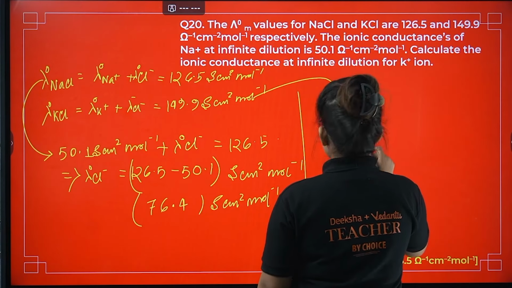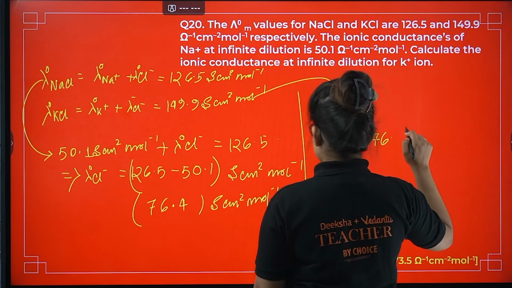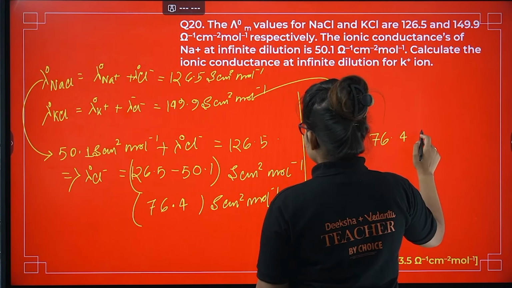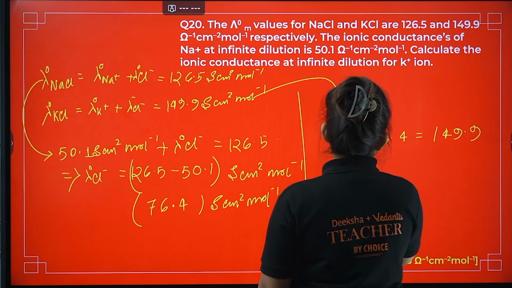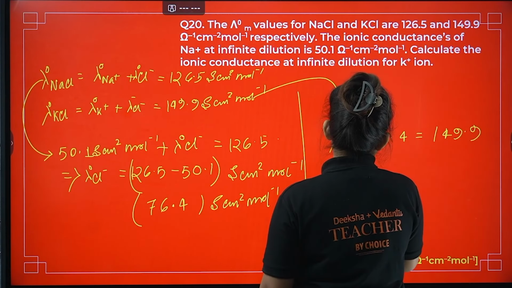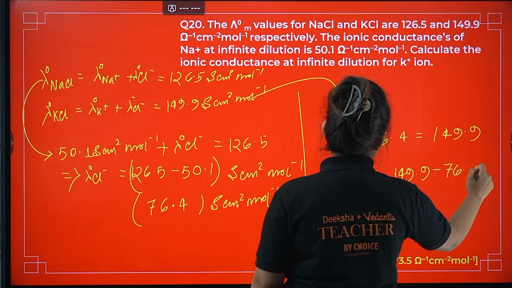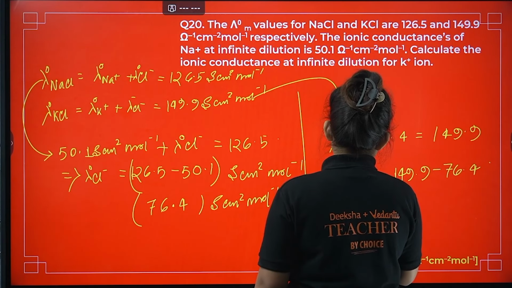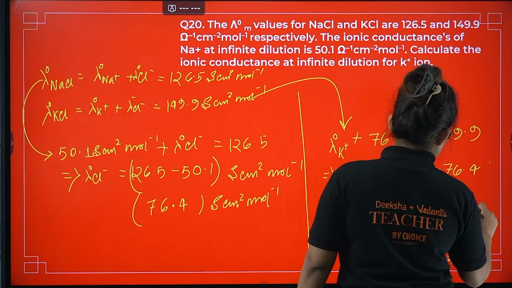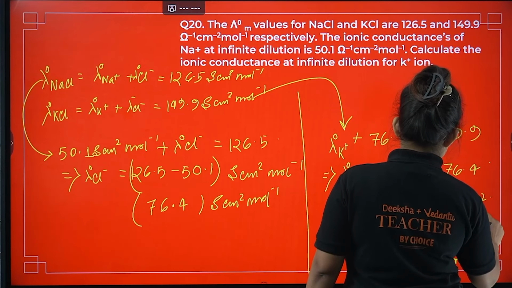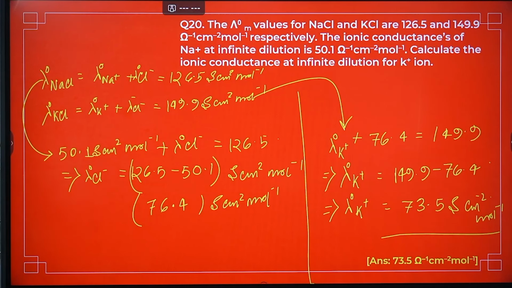Fine. Now we can put the value of lambda 0 of Cl minus, that is 76.4, equals to 149.9. So lambda 0 of K plus is going to be 149.9 minus 76.4. That will give you the answer 73.5 Siemens centimeter square mole inverse. I guess this is clear now. Let's go ahead.